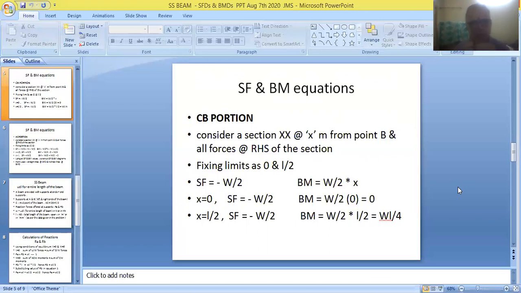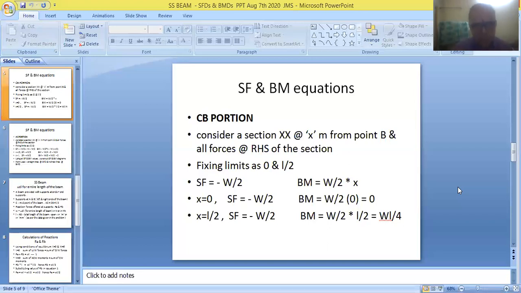So we are considering a section XX at CB portion at a distance of X meter from point B. So only one force, that is RB, is acting in upward direction. So negative symbol must be allotted to forces acting in upward direction. It is written as we are using minus symbol. And RB, in the last slide, we got it as W by 2. So simply the SF is given as minus W by 2. So friends, this is the way of writing SF equation as far as CB portion is concerned.